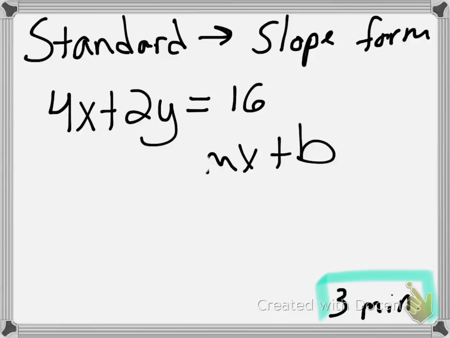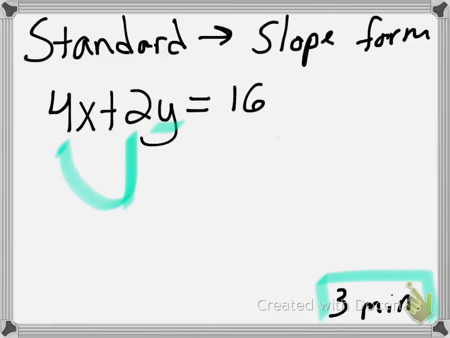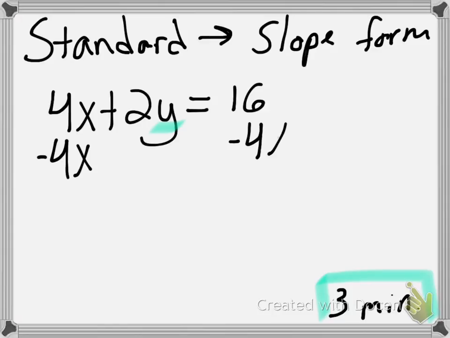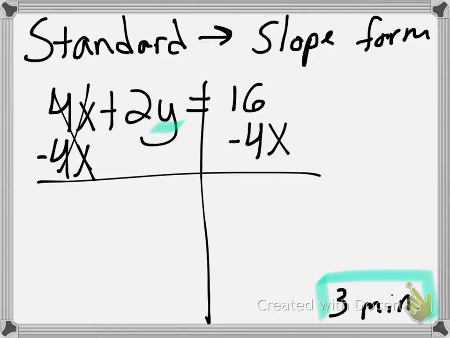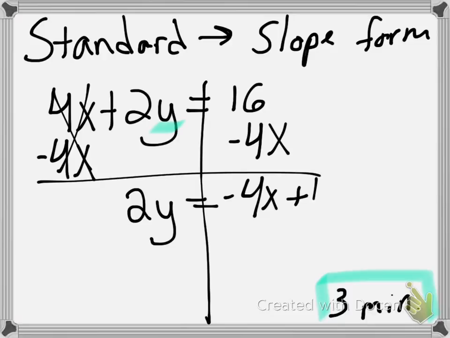Okay, so what we have here is we've got y's right here, so I have to eventually get rid of 2 and 4x. So first step is going to be minus 4x on both sides. And that'll give me 2y equals negative 4x plus 16.